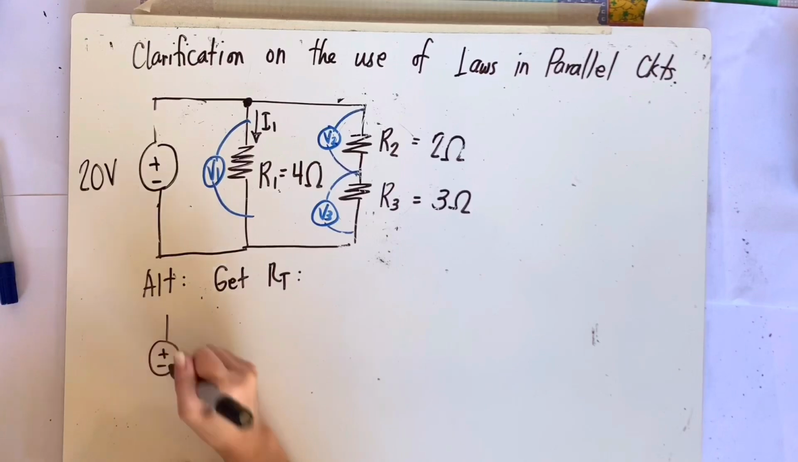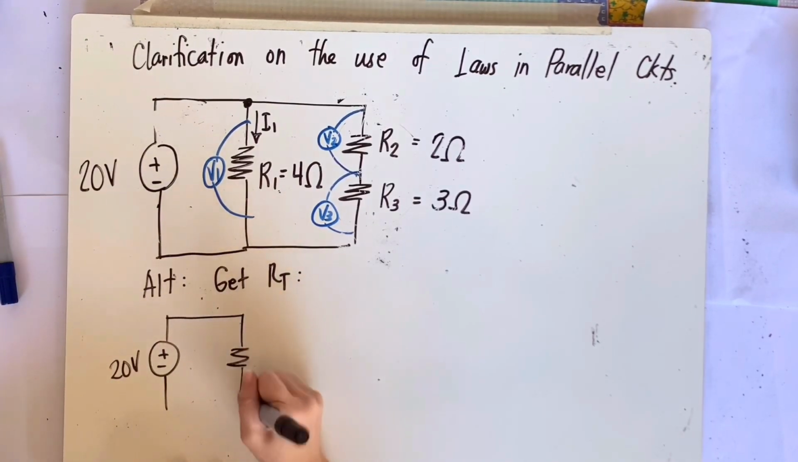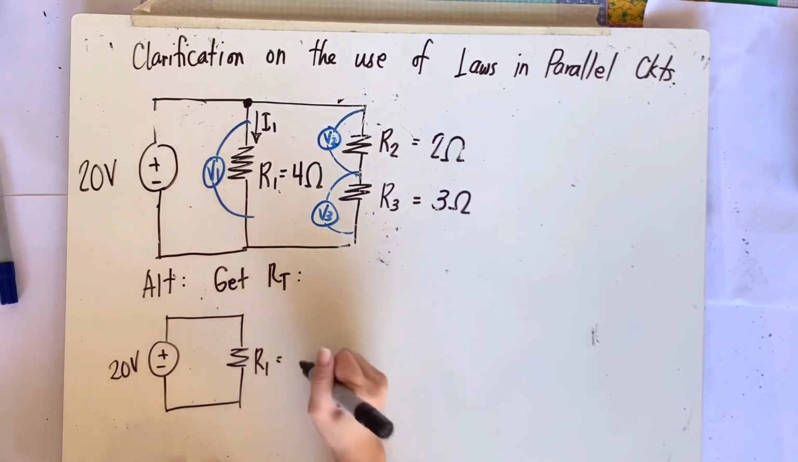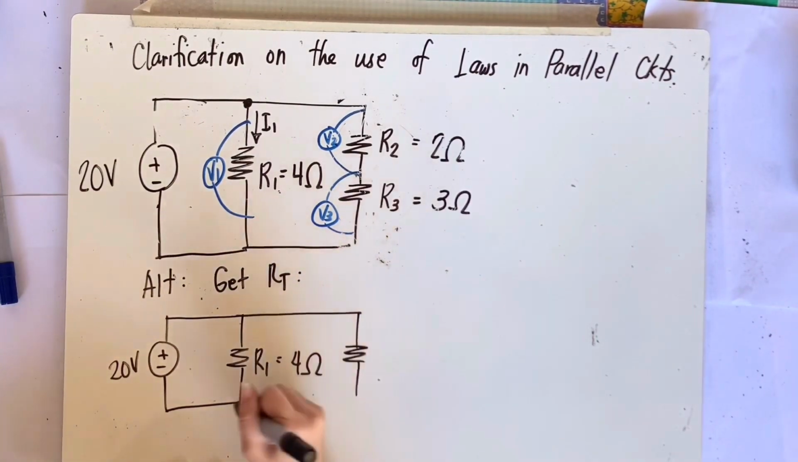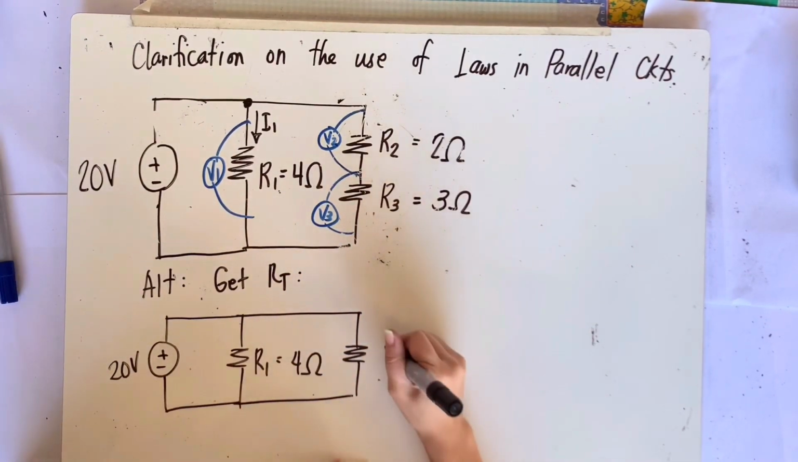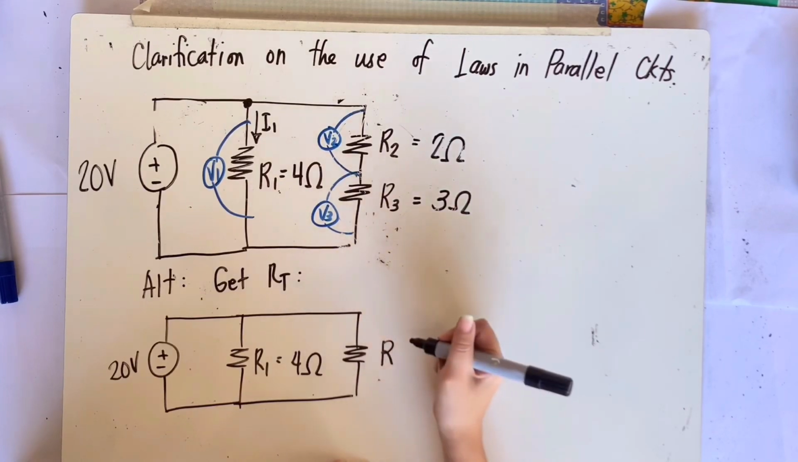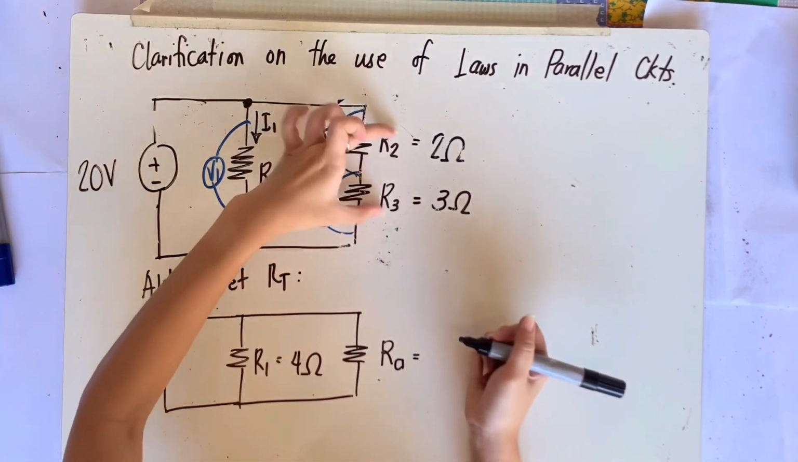We can redraw the circuit and simplify that branch. So, we still have 20 volts parallel to R1, which is 4 ohms. And then, the second branch may be represented as just one resistor. For the sake of our representation, you can give it a new name. Let's say RA. It's up to you what subscript you use. It can also have none.